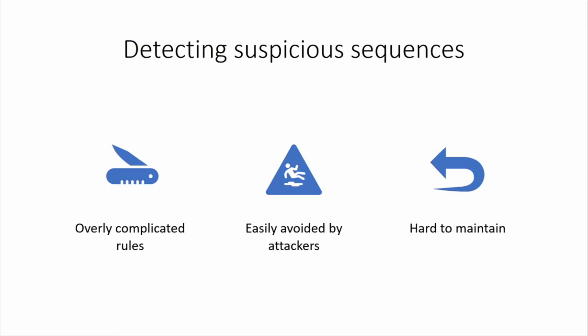First, we can craft rules, but it will lead to overly complex rules. And because these rules are very complex, it will also be quite easy for attackers to avoid them by altering some simple stuff, like changing one of the events in the sequence a little bit, or renaming the files. And finally, it's very hard to maintain this kind of detection because you need to constantly update and adapt it to new threats.